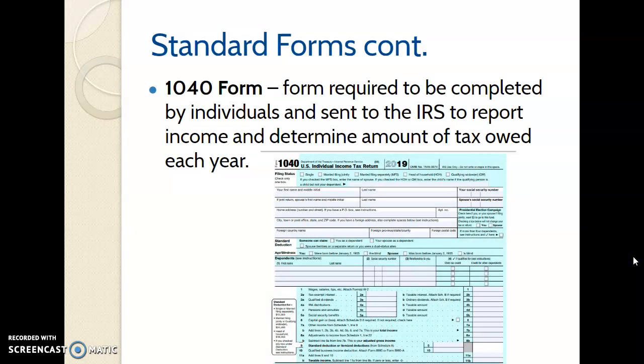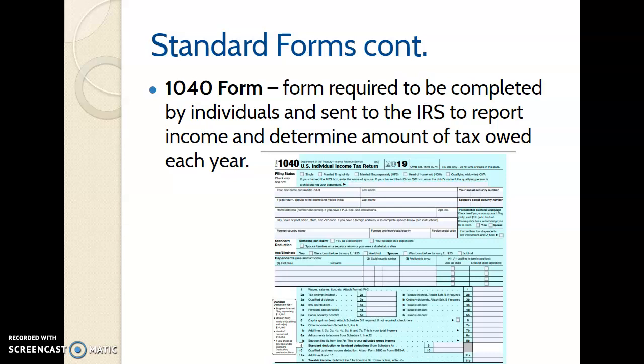Alright, and here is the 1040 form that I have mentioned before. This is your individual income tax return form that you will fill out. There's a couple of different ways that you can fill out this form. This is the paper form that you can type on the computer and mail in, or you can file it electronically. We will also work through some other ways that taxes can be filed every year later on in this unit.